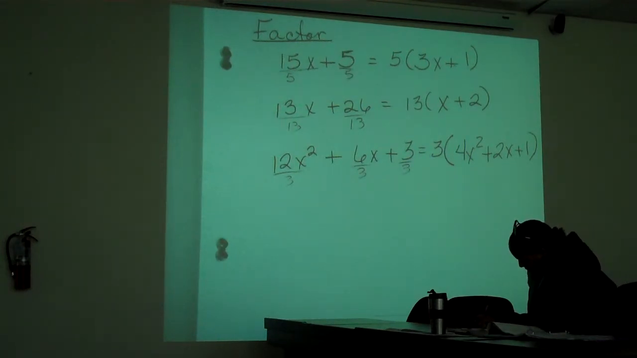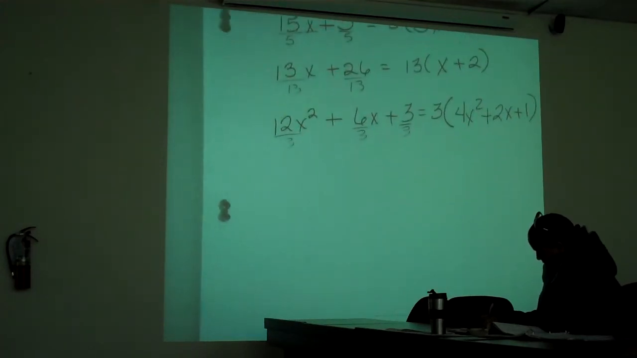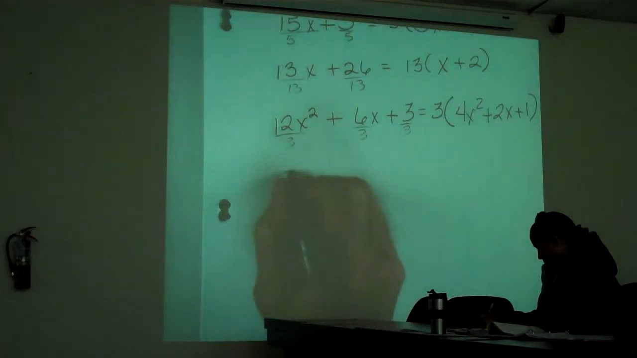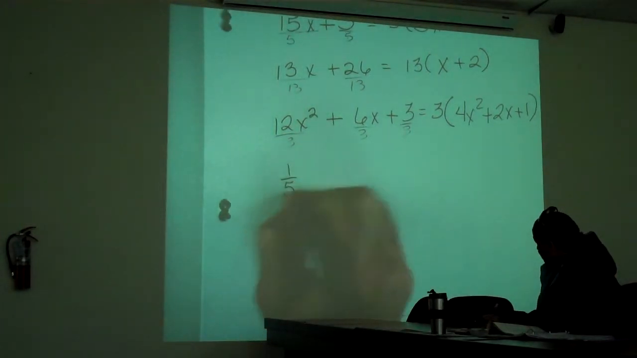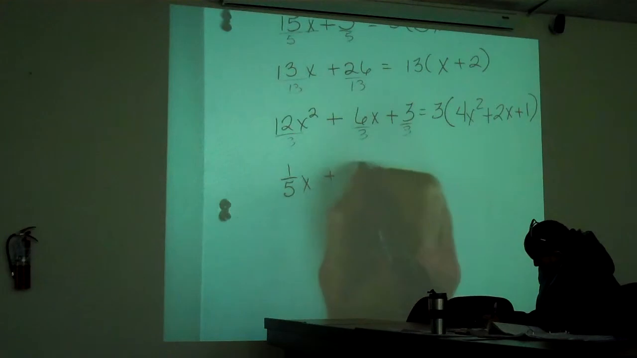Okay, I think that's everything. They do have some fraction ones. You want to do a fraction one also? We'll do a fraction one, just so when you hit it, you won't be like, oh no! Okay, let's do one where we have 1/5 x plus 2/5 x.